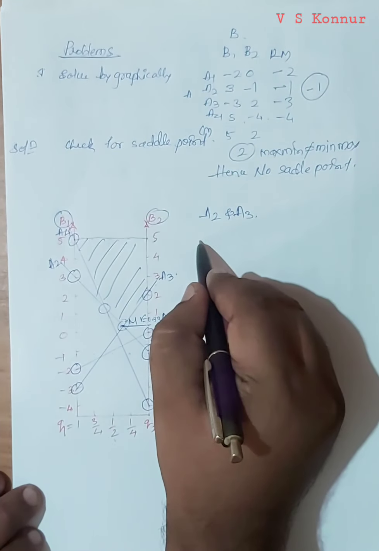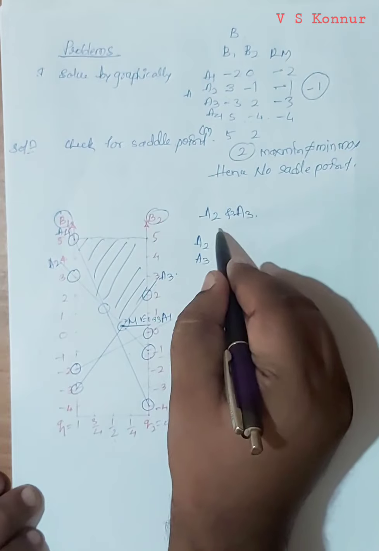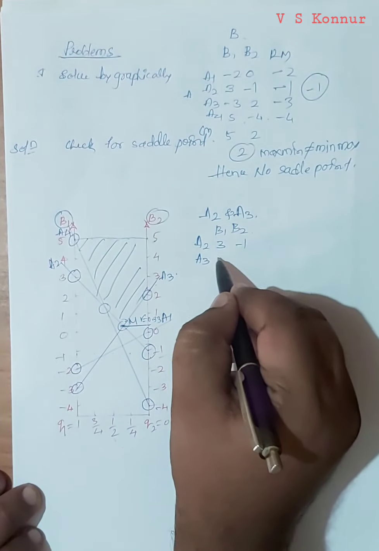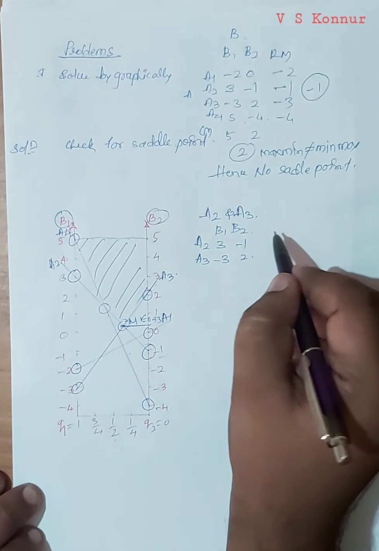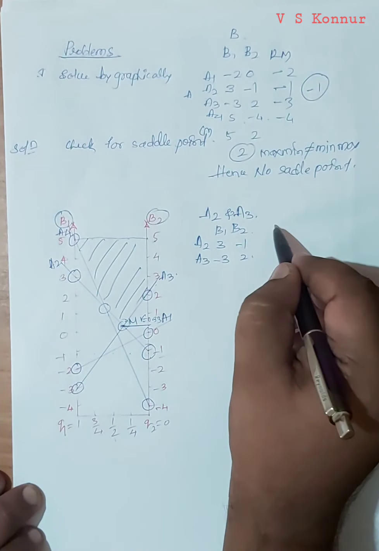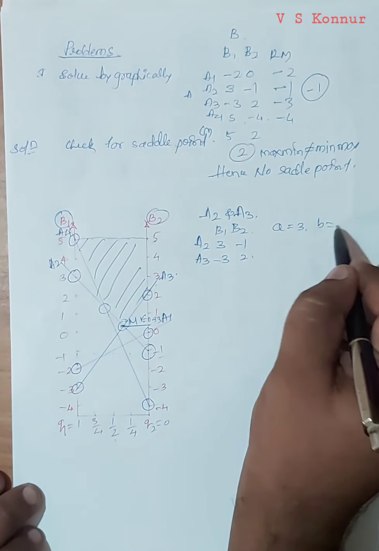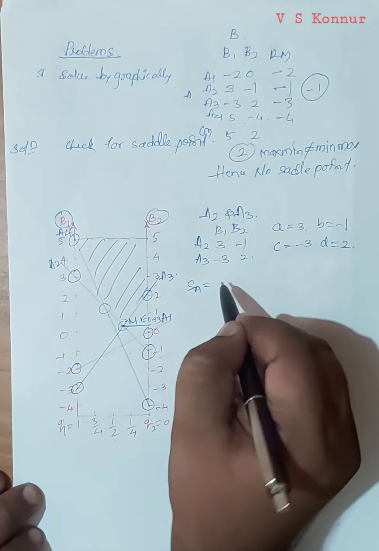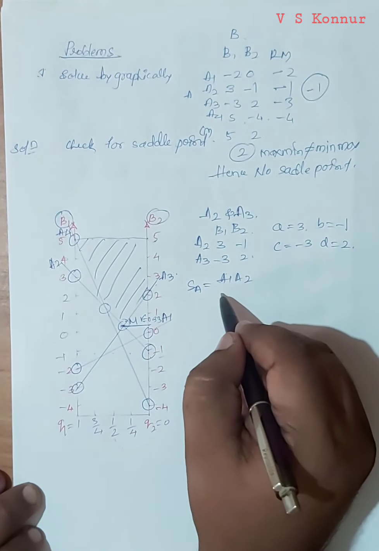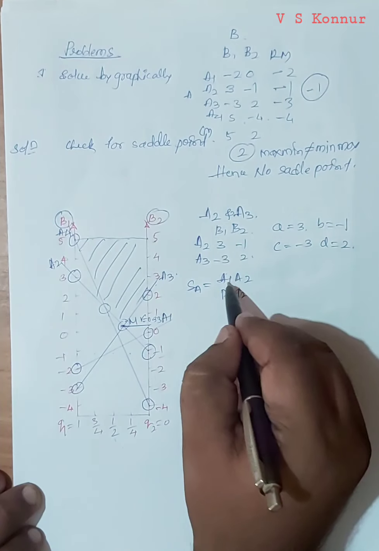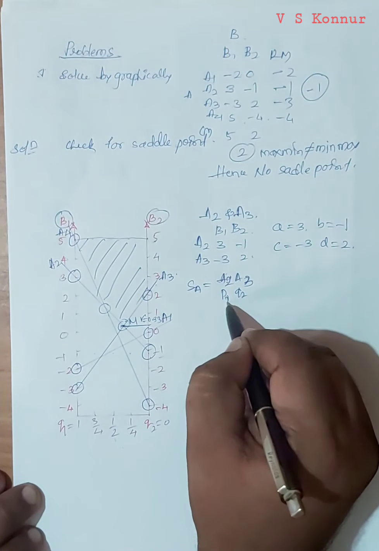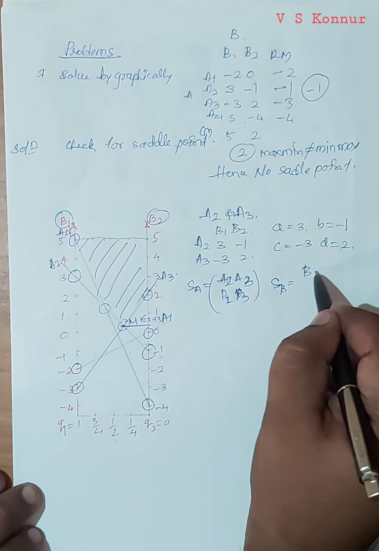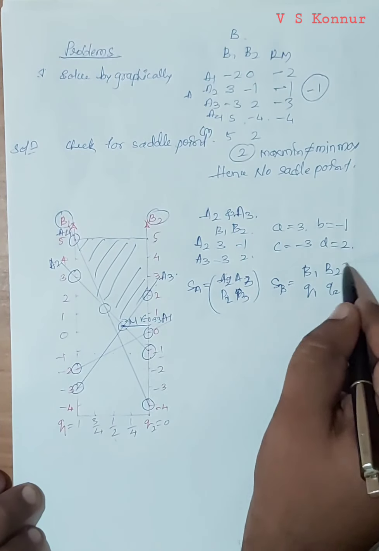Now A2, A3, B1, B2: 3, -1, -3, 2. So a equal to 3, b equal to -1, c equal to -3, d equal to 2. Write the probabilities for A as P2 and P3, since A2 and A3 are there. Next for B, B1 and B2, Q1 and Q2.